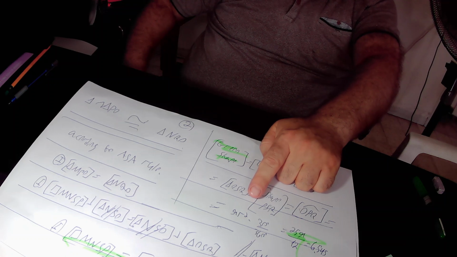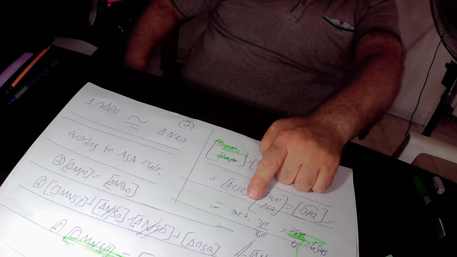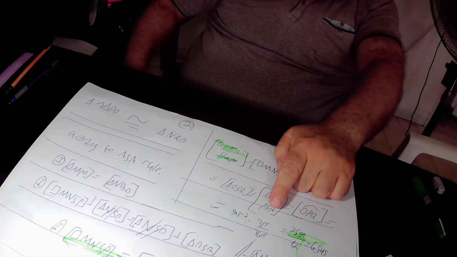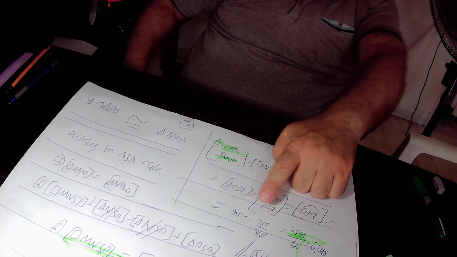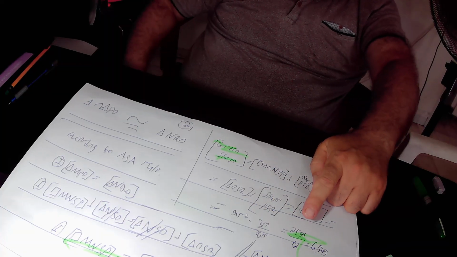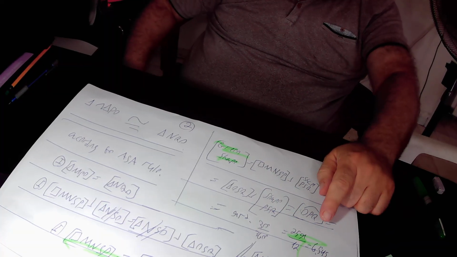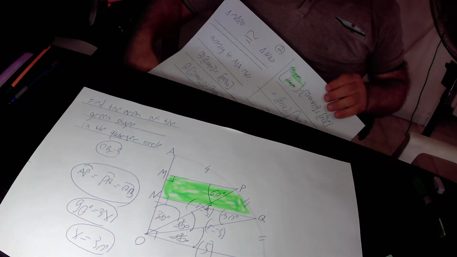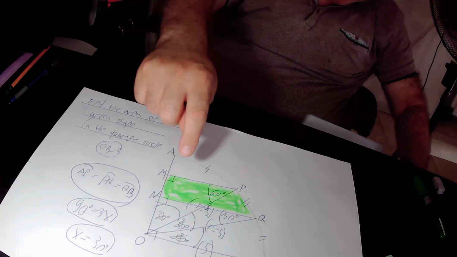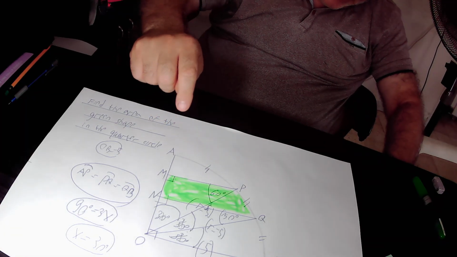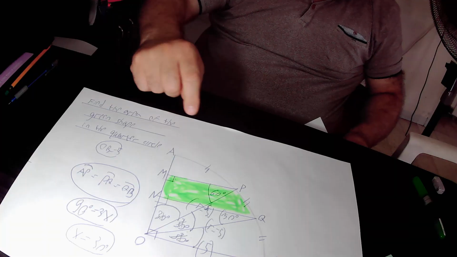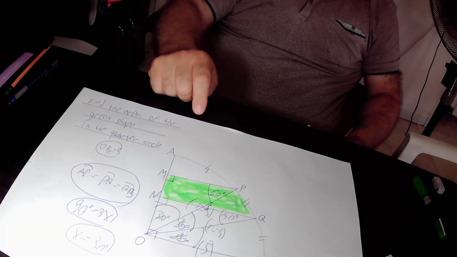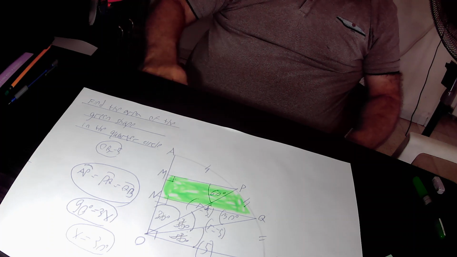R is 5, therefore r squared is 25. Therefore, in total, this expression equals 25 pi. 30 degrees over 360 degrees is 1 over 12. So in total, this expression equals 25 pi over 12. 25 pi over 12 is 6.545. So in total, we found out the area of this green shape equals 25 pi over 12 square units, or in terms of numbers, 6.545 square units. Okay? Thank you very much.